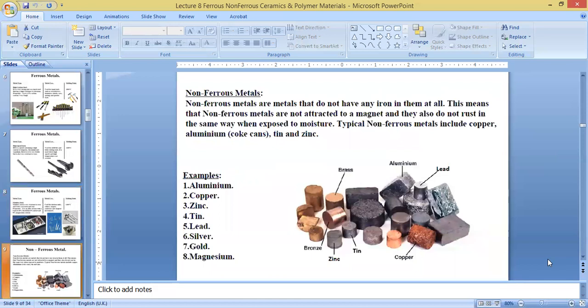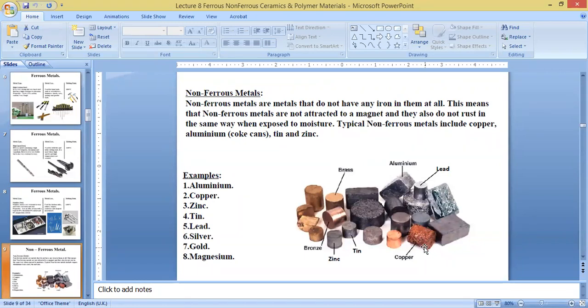Coming to non-ferrous metals. Examples there, we know aluminum, copper, zinc, tin, lead, silver, gold, magnesium. We'll look at these. So this is how they look typically. I think in color, you'll be able to tell. So we know the color of copper.